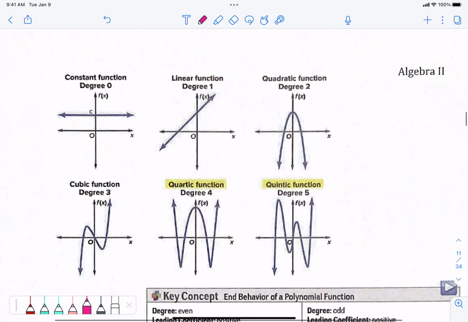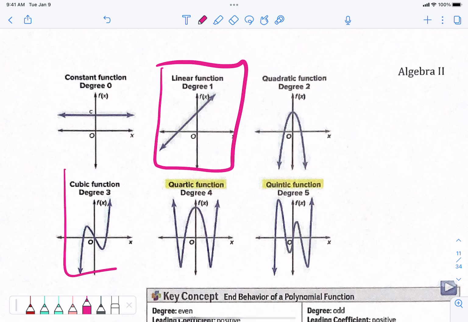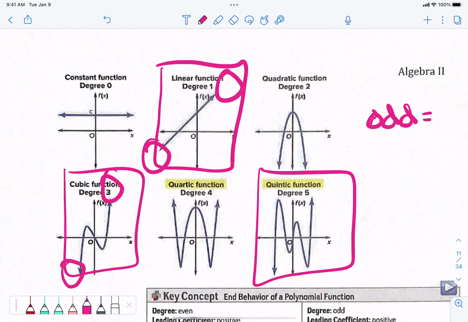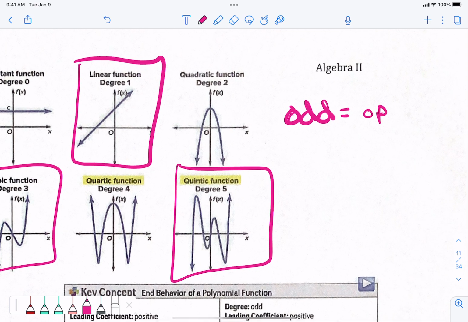Let's look at these. This is the third page. I'm going to flip back and forth to the third page. If it has degree 1, degree 3, or degree 5, those are odd degree, right? 1, 3, 5, those are all odd. What do you notice about the odd functions? They go opposite directions, like down and up, down and up, down and up, right? So odd means opposite directions. That's how you know it's an odd function. It's going to be x to the first power, x to the third power, x to the fifth power. Odd is opposite directions, okay?